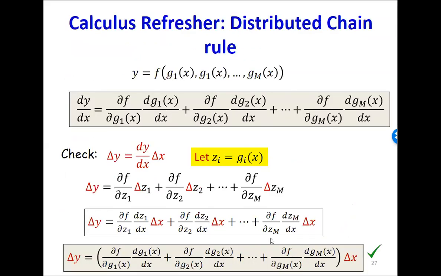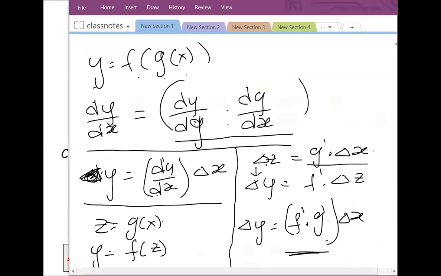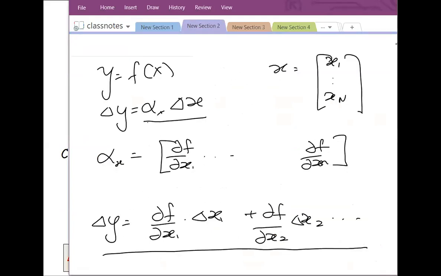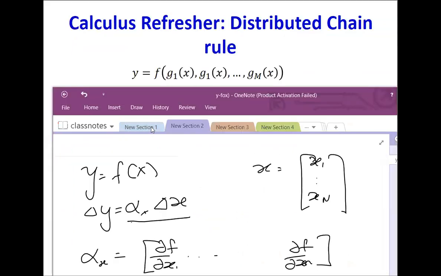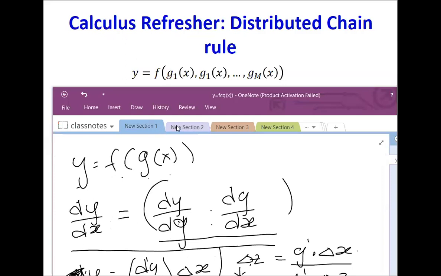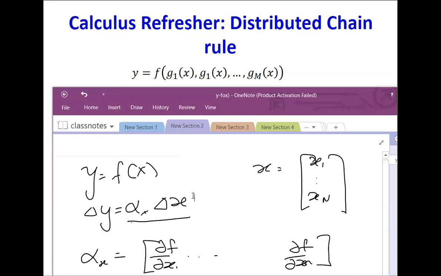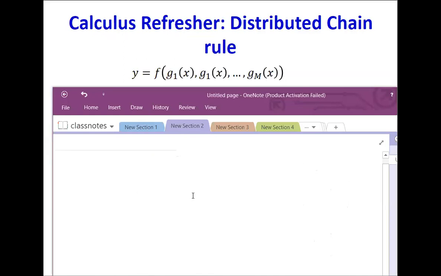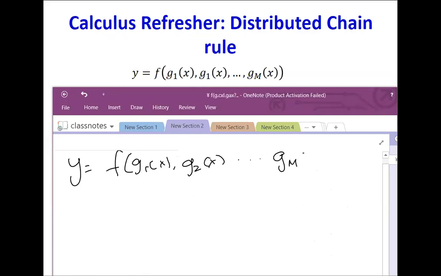So now I'd like you guys to help me with something slightly more complex. Okay, we're going to work on this problem here. Let me clean this out. I have y equals f of g1 of x, g2 of x, all the way up to gm of x. So what was dy over dx? Do you remember? Anyone?